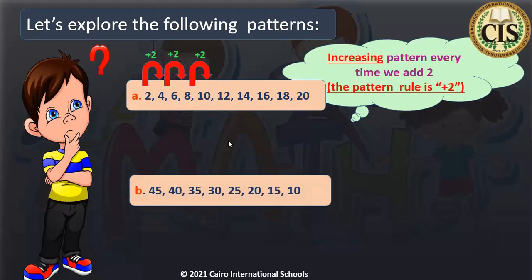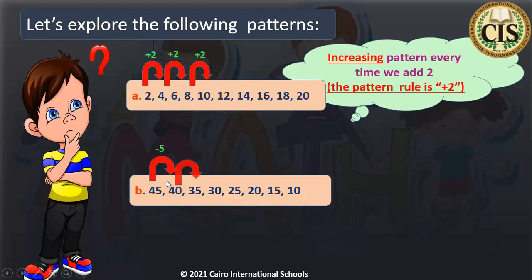Now look here at this pattern: 45, 40, 35, 30, 25, 20, 15, 10. What will we notice here? Look carefully. What will we notice here? You can type in the chat if you know the answer. Yeah, we are getting decreased by 5. Excellent, Noor and Sama, bravo. Each time we are subtracting 5.